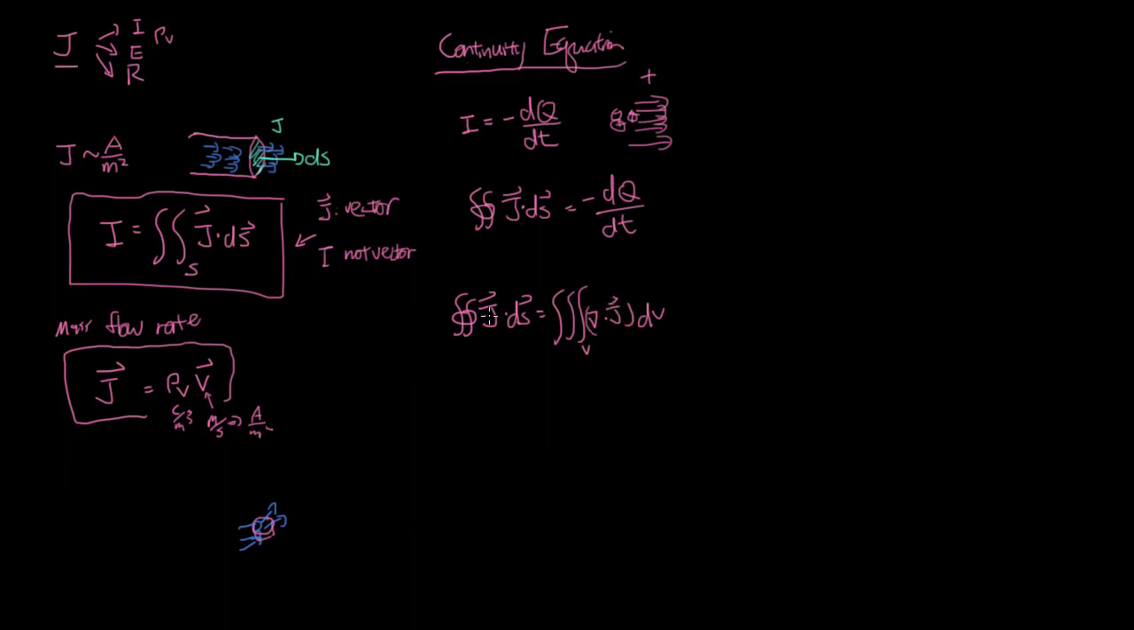So we're going to convert this to a volume integral of the divergence of J. Remember, the divergence theorem says that if you do a surface integral, it's the same as if you did a volume integral over that region of the divergence. Let's equate that to the right-hand side.